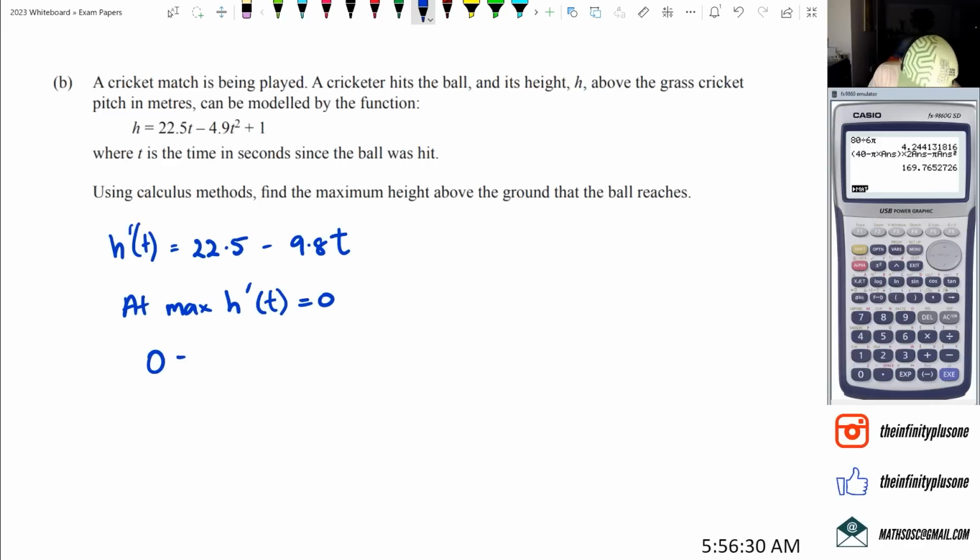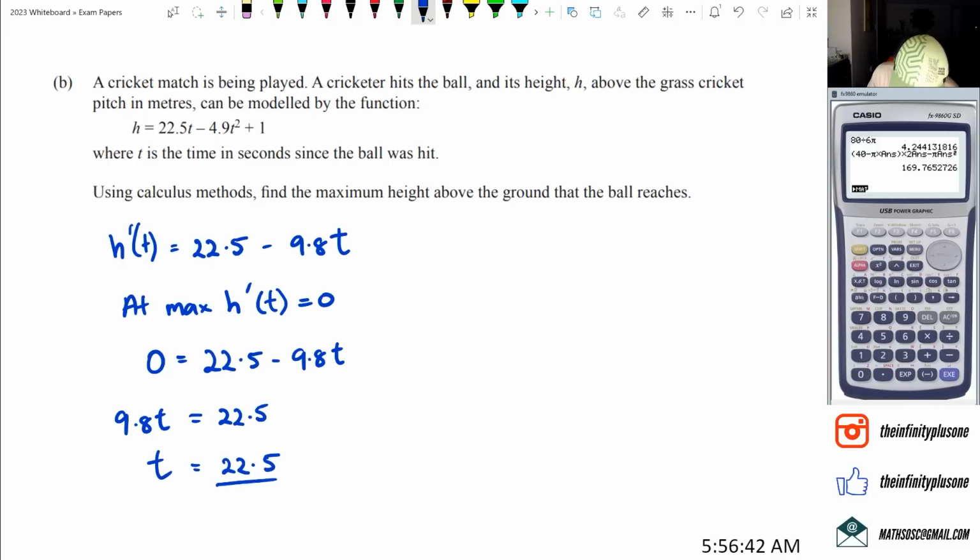So we've got 0 is equal to 22.5 minus 9.8t. So 9.8t equals 22.5, and t is equal to 22.5 divided by 9.8, and that is going to give us the time, which is 2.296 seconds.